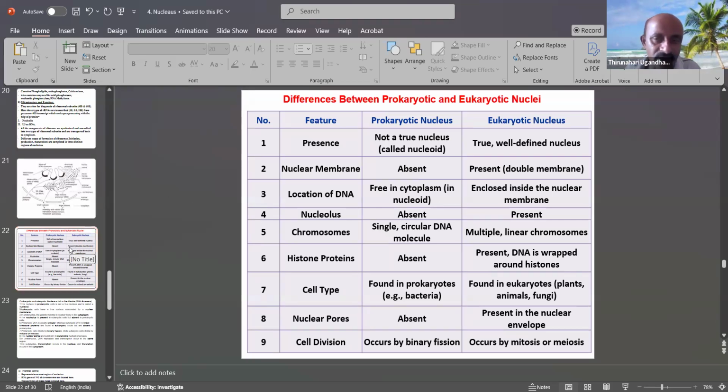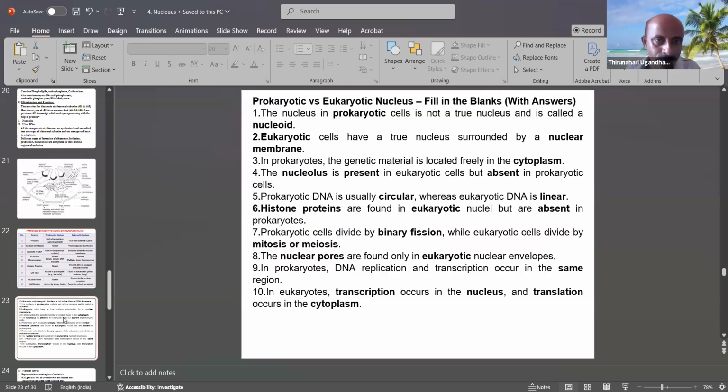Now let's do a few fill in the blanks. How to understand these topics, how to prepare them, how to study and how to remember the important points for the nucleus structure. Here is prokaryotic versus eukaryotic, filling the blanks with the answers.